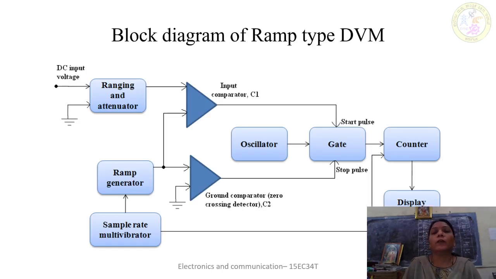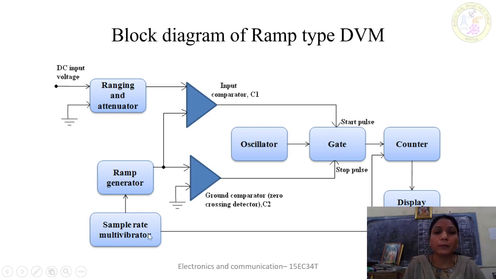This is the block diagram of the ramp type DVM. See here, in this there are two comparators. One is an input comparator, another is a ground comparator. For the input comparator, the DC input voltage is given through the ranging and attenuator block. For the ground comparator, the input is from the ramp generator.